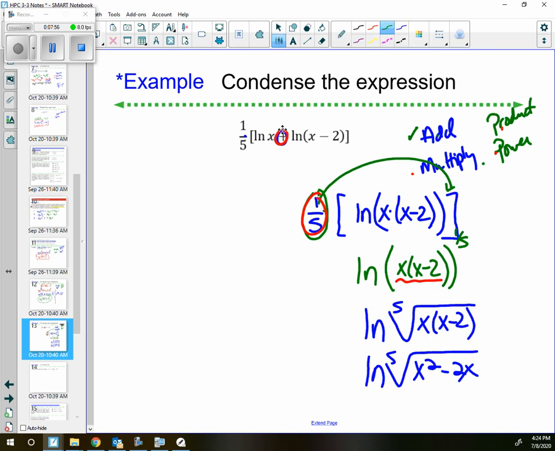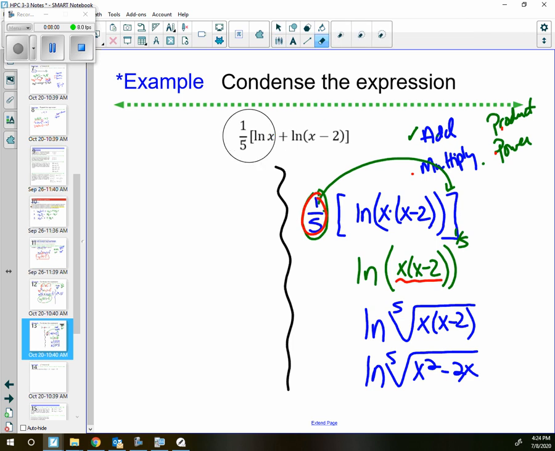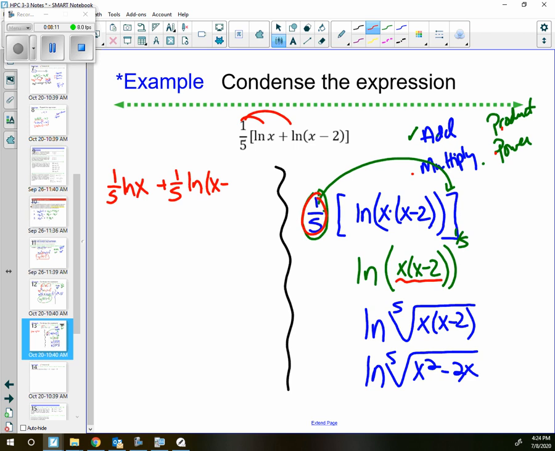Now let's take a look at it from a completely different perspective. Some people look at this and say, well, can't I just distribute the 1/5 through? So couldn't it be the same as 1/5 times the natural log of x plus 1/5 times the natural log of x minus 2? Absolutely, you could distribute first. So then, in this order of operations, you would be dealing with the multiplies again. So the 1/5 times, and the 1/5 times, which is the powers.